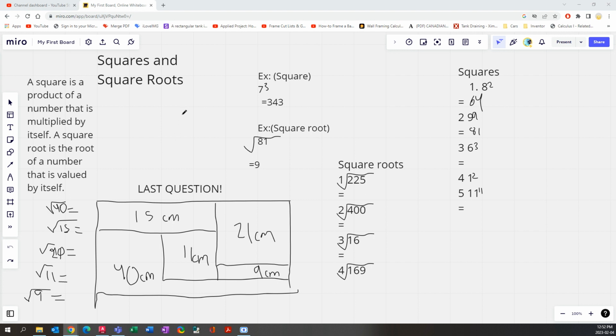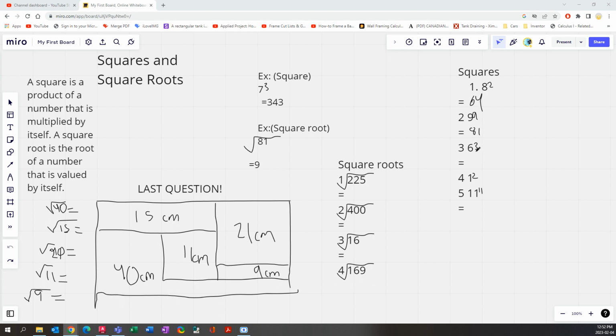Okay, guys, now let's answer the questions. Let's hope you guys can understand it. Alright, let's get started. As you can see, for number 1, we got the answer 64 because of 8 times 8, which would be 8 to the power of 2. Same thing with number 2, 9 to the power of 9. That would give us 81 because 9 times 9.